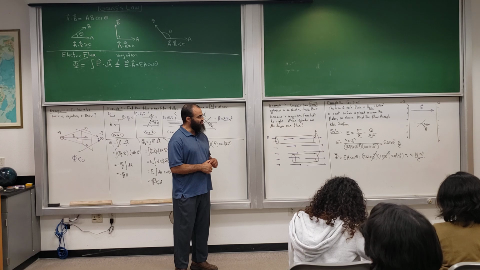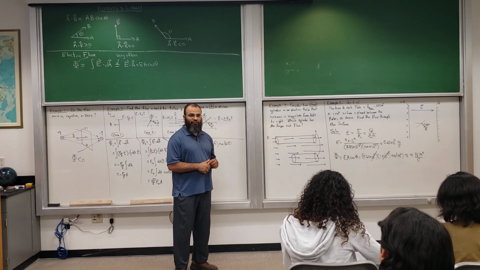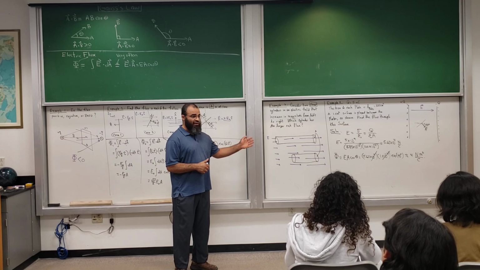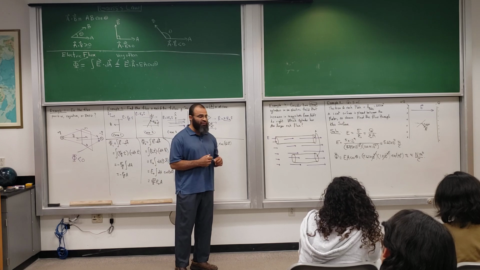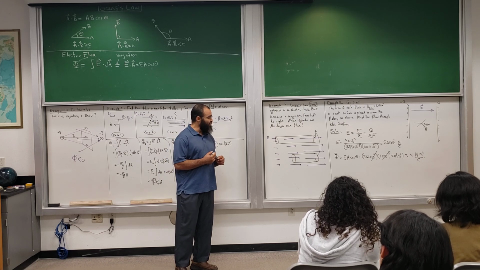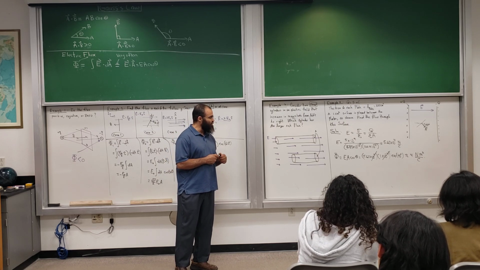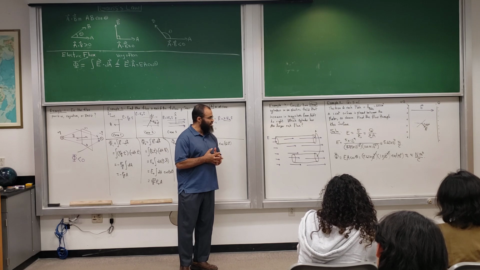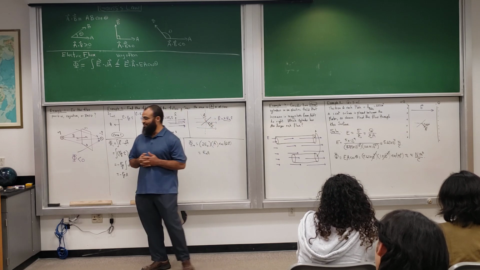Newtons meters squared per coulomb. Flux is electric field times area, so the units would be, electric field is newtons per coulomb, so you have to multiply that by meters squared. So that's the flux.